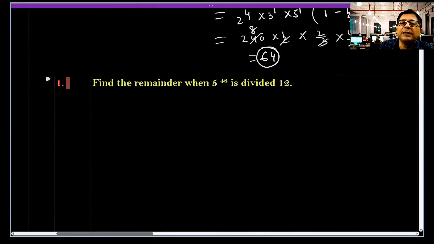Do this one. 5 to the power 48 is divided by 12. 12 is not a prime number, so Fermat's theorem is of no use. Let us apply it for this kind of sums. Let us try to apply Euler's theorem. It is a generalized one and it will help you a lot. I am sure it will help you a lot. Try.